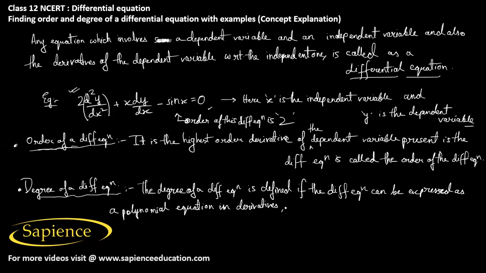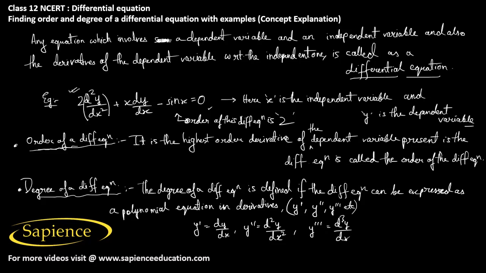So the derivatives are y dash, y double dash, y triple dash, etc. Where y dash means dy by dx, y double dash means the second derivative of y with respect to x, which is d square y by dx square, and the third derivative of y with respect to x is y triple dash, which is d cube y by dx cube.